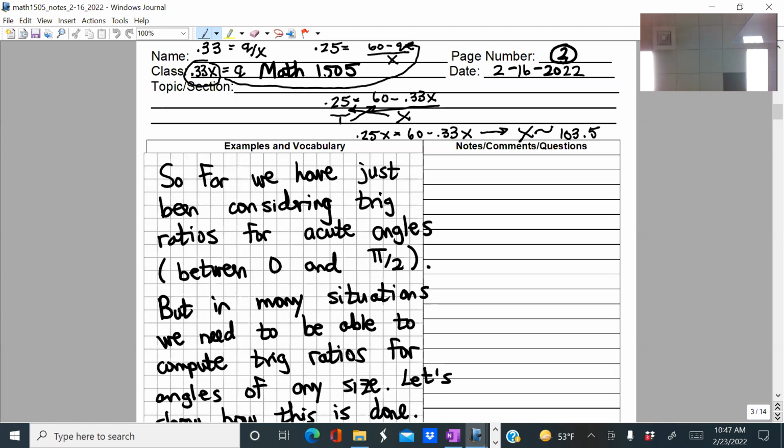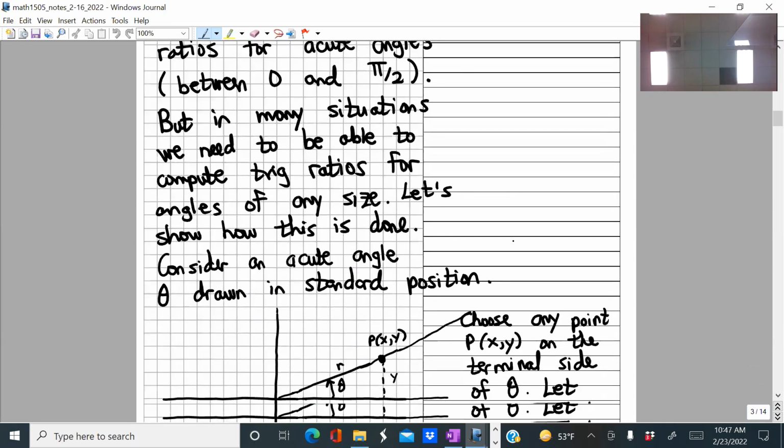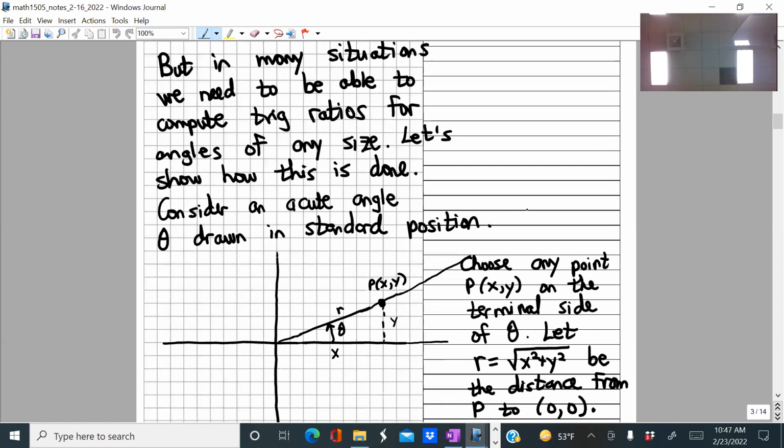So the question is, how do we do that? Because you cannot embed a negative angle in a right triangle, or an angle larger than 90 degrees in a right triangle. But our definitions for the trig ratios are all based on sides of a right triangle. So how do we define sine and cosine and tangent and so forth for angles that are bigger than 90 degrees or for negative angles? All right, so that's what we're going to do today. I'll show you how that's done. All right, so I'm going to start with a really simple picture.